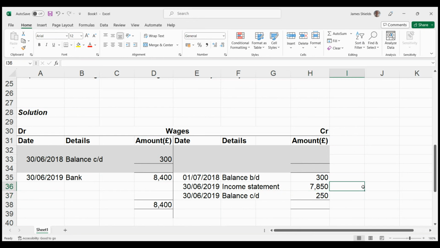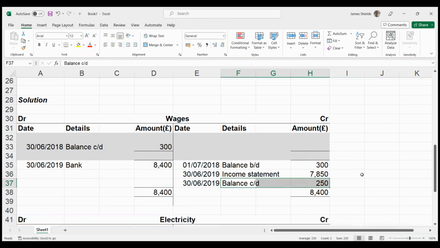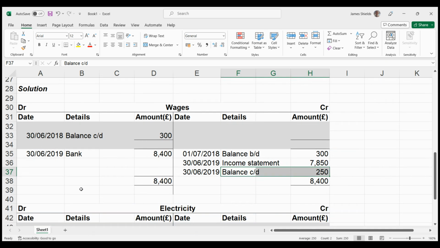Now we need to tidy up our T account. So we need to total our credit side, and we're going to check it's the same as the debit side, which it is. So it's fine. If we have a balance carried down in a T account, we then have the balance brought down on the opposite side at the beginning of the next year.